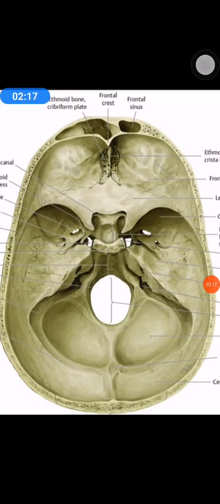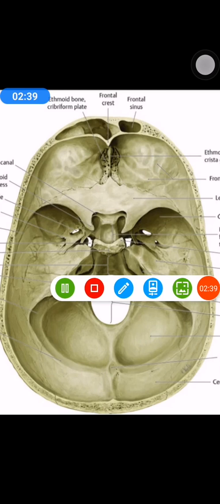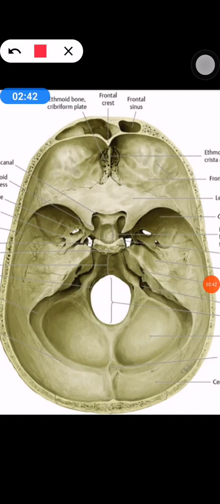The cribriform plate of the ethmoid bone forms the roof of the nasal cavity. On each side, it presents a number of small apertures. And what are the structures that pass through these apertures? It passes olfactory nerve from the nasal mucosa to the olfactory bulb. This is the cribriform plate of ethmoid bone, and on each side it contains a number of small apertures and it passes olfactory nerve.